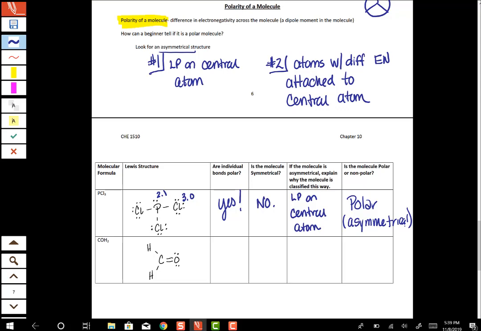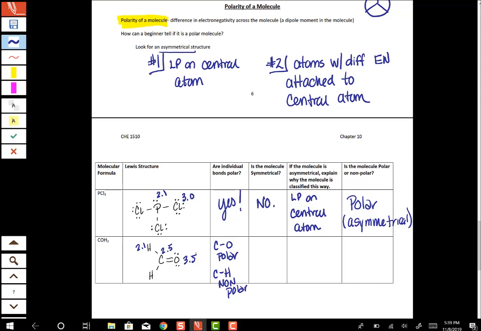Then, in our next example, are the individual bonds polar? Ooh, it depends. All right, the CO bond is polar. The CH bond is not. The way that I know that: carbon has an electronegativity value of 2.5, hydrogen 2.1. So that's only a difference of 0.4. And carbon 2.5, oxygen 3.5. So that's an electronegativity difference of 1, and so the CO bond is polar.